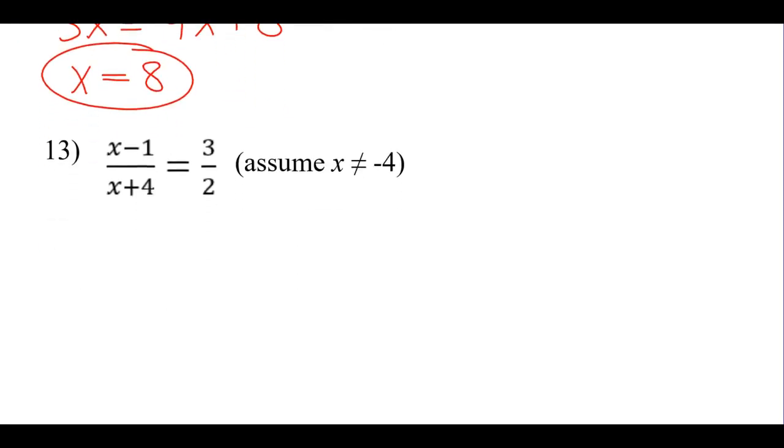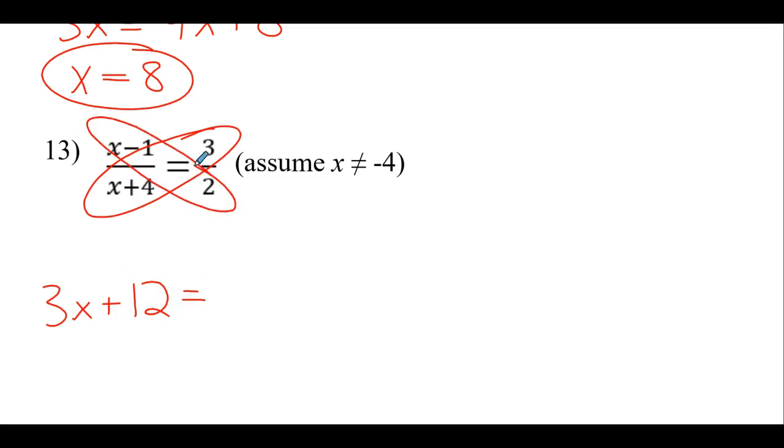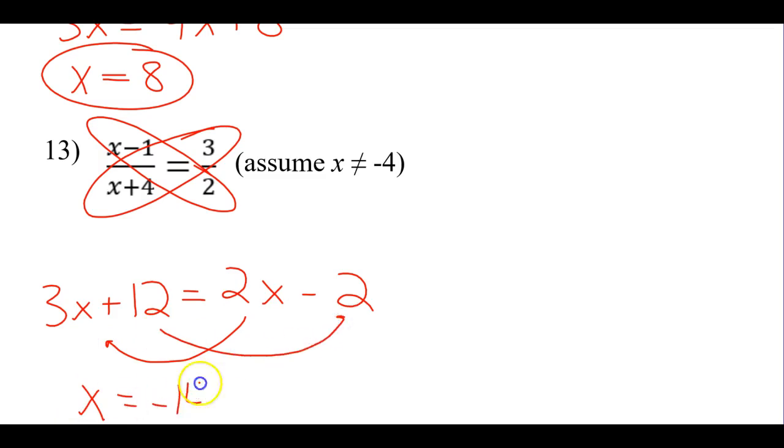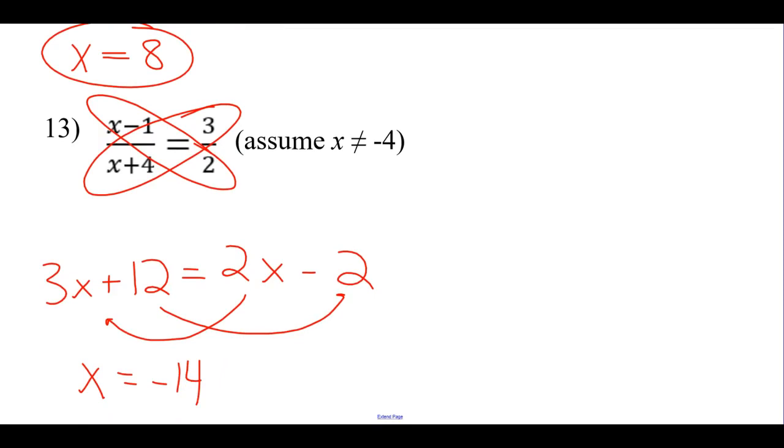Number 13, we cross multiply. What is 3 times x plus 4? 3x plus 12 equals, what is 2 times x minus 1? 2x minus 2. So I would subtract the 2x over here, that gives me x. Subtract the 12 over here, gives me negative 14. Does that cause any issues when I plug it into the denominators? If I plug in negative 14, does that give me 0 on the bottom? No, so we're good to go there. That's totally okay.